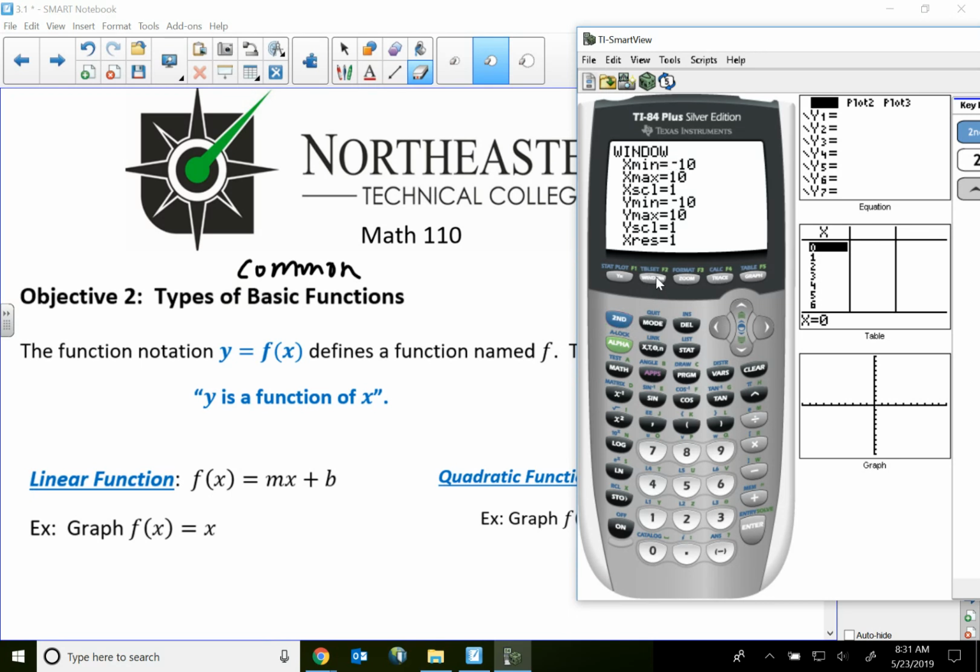Press second table set. Make sure your table starts at 0. Your tab is 1 at a time. Your independent, which we talked about before, is your x value, is on auto. Your dependent variable, which is your y, is also on auto. Okay. So make sure you actually go back to default setting.